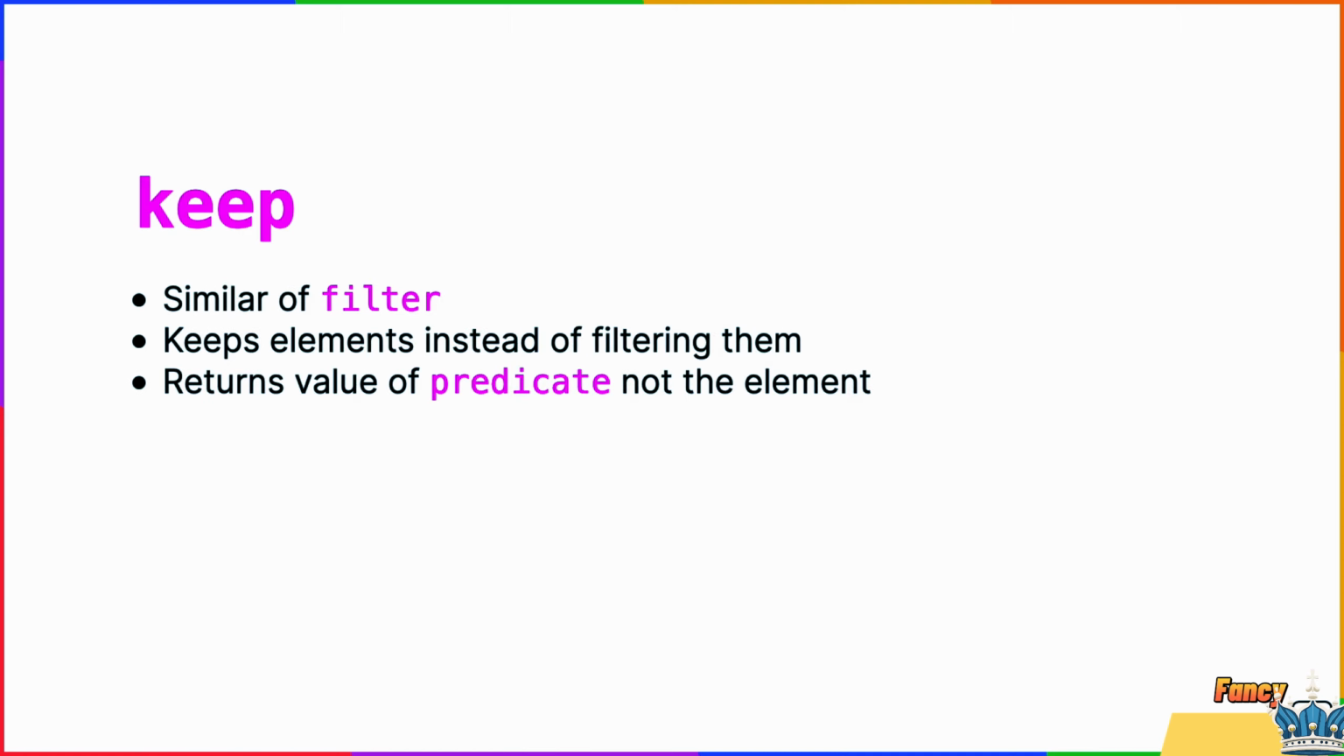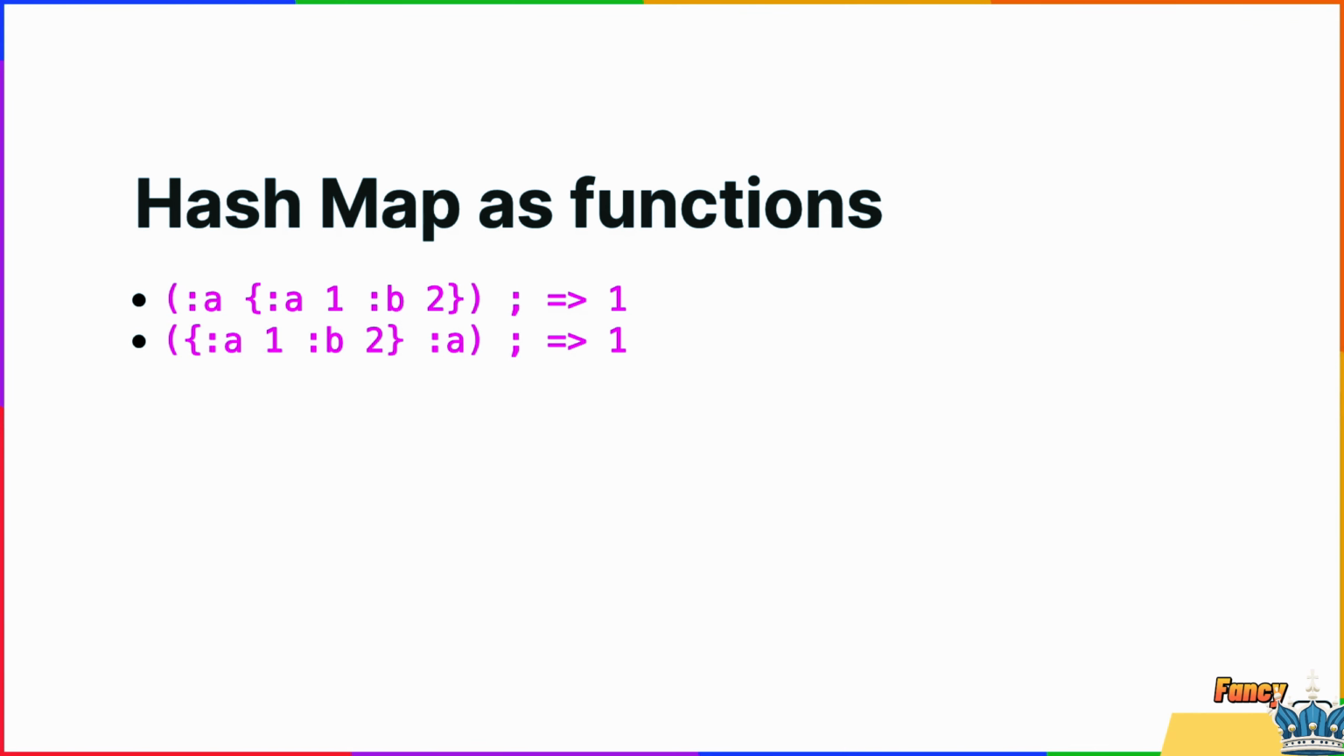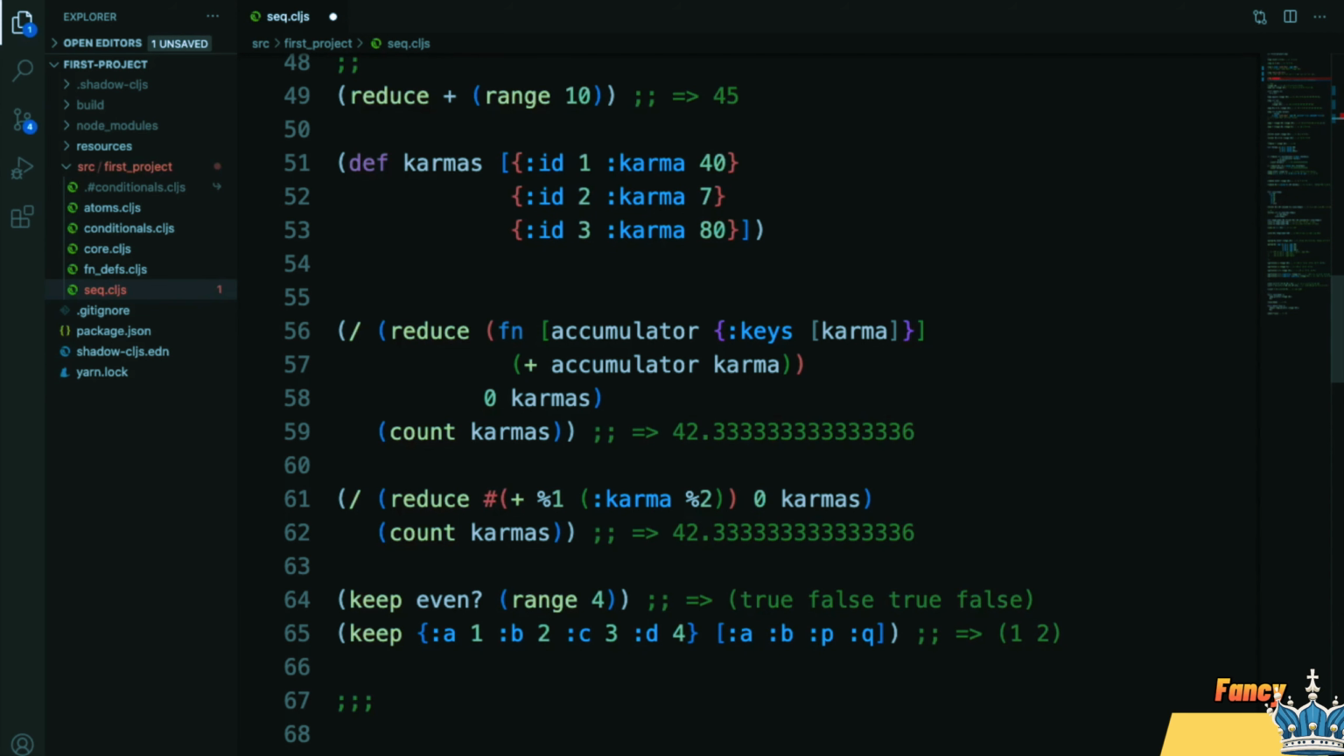The keep function is similar to filter and has the same signature. It returns the value of the supplied pure function if f of item is not nil. Do you remember that keywords can be used as functions to pull out values from a map? This is a good time to point out that maps can also be used as functions with a similar effect. Combining this map as a function with keep, we can pull out a list of values from a map like so. The permutations of things we can do with sequences keep growing.